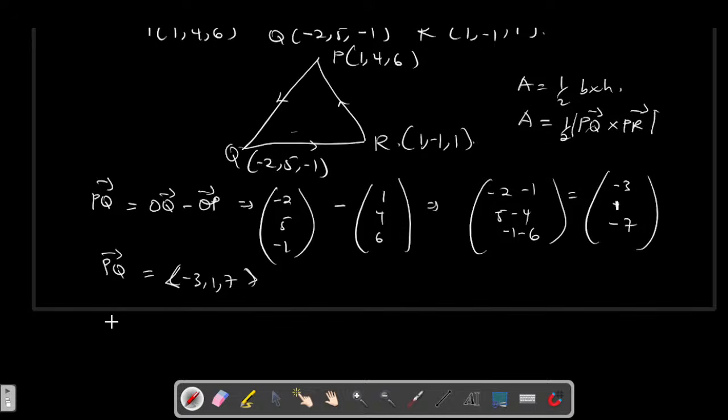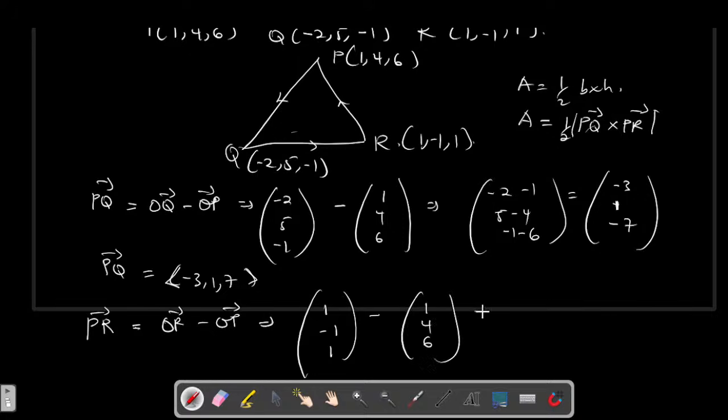We do the same for vector PR. So vector PR is going to give us OR minus OP, right? And this is equal to, what is my R? (1, -1, 1) minus my P, which is (1, 4, 6). This gives the expression 1 minus 1 is 0, right? Negative 1 minus 4 is negative 5. 1 minus 6 is negative 5. So PR is simply equal to (0, -5, -5).